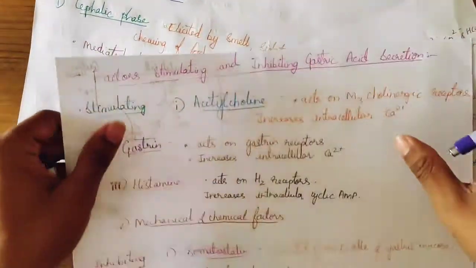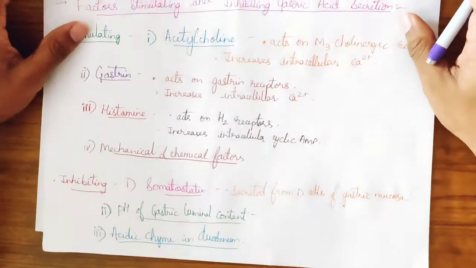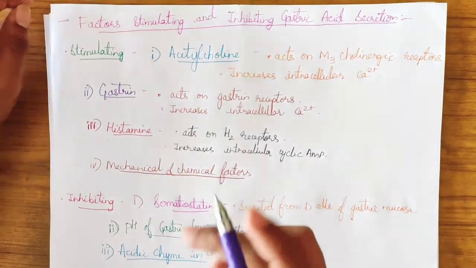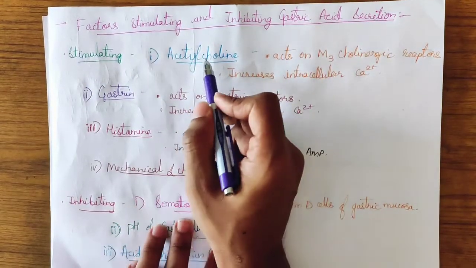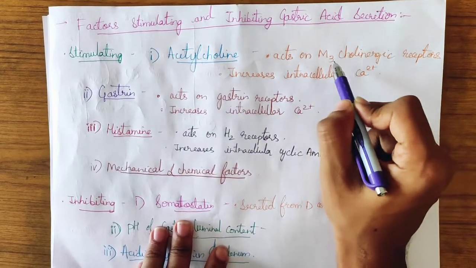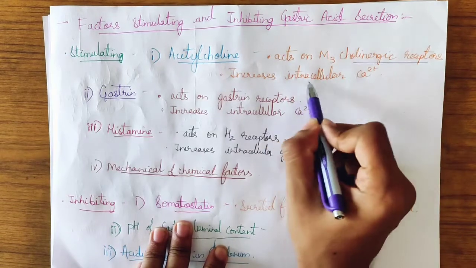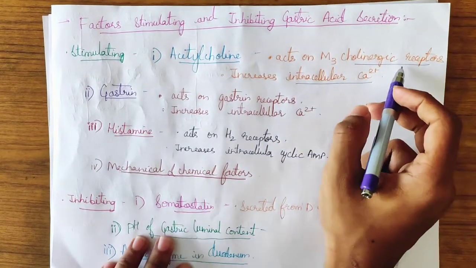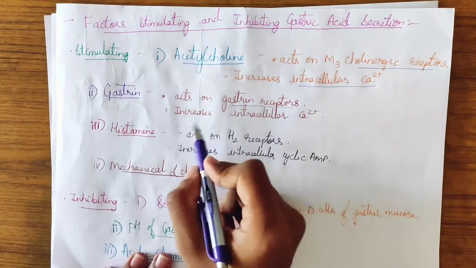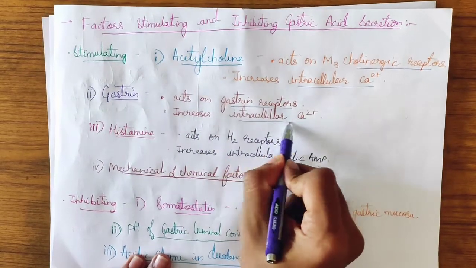Now let's talk about the factors stimulating and inhibiting the gastric acid secretion. The stimulating factors for the gastric acid secretion are acetylcholine, which acts on the M3 cholinergic receptors. It increases the intracellular calcium. The next hormone is gastrin. It acts on the gastrin receptors. It also increases the intracellular calcium.